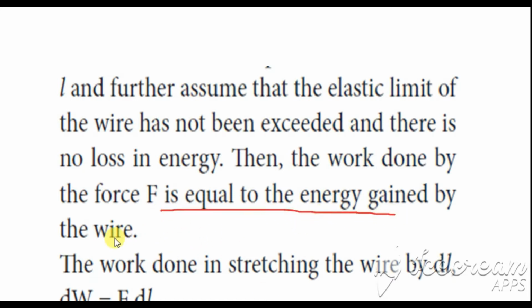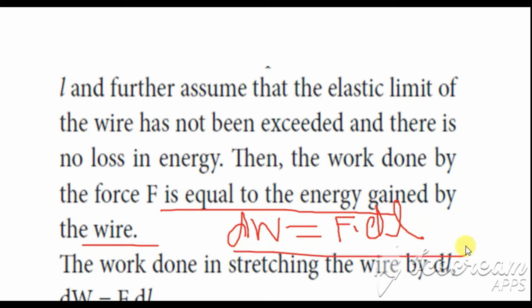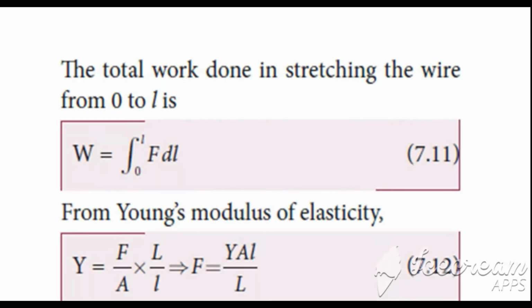So work done is equal to the energy, and so we write dW, which is equal to force into the distance, so dW is equal to F into dl. This gives your work done. If we need the total work done, we are going to integrate on both sides. So if we integrate, we get W, which is equal to the integration of F into dl, with limits 0 to L.